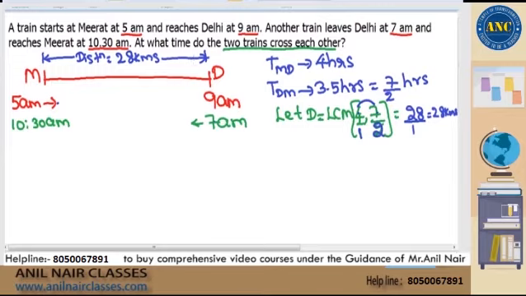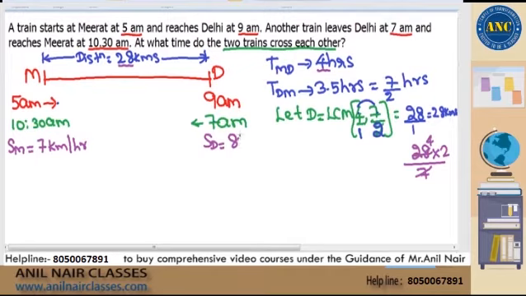28 kilometers is my assumption. Now, if I take 28 kilometers as my assumption, what is the speed of the Meerut train? Speed is nothing but distance by time. Distance it will travel is 28. Time it will take is 4 hours. 28 by 4 is 7 kilometers per hour. Similarly, speed of the Delhi train is distance 28, time 7 by 2 hours. That 2 will come above: 7 into 4, 4 into 2 is 8 kilometers per hour. I hope it is clear. Speed is 8 kilometers per hour.